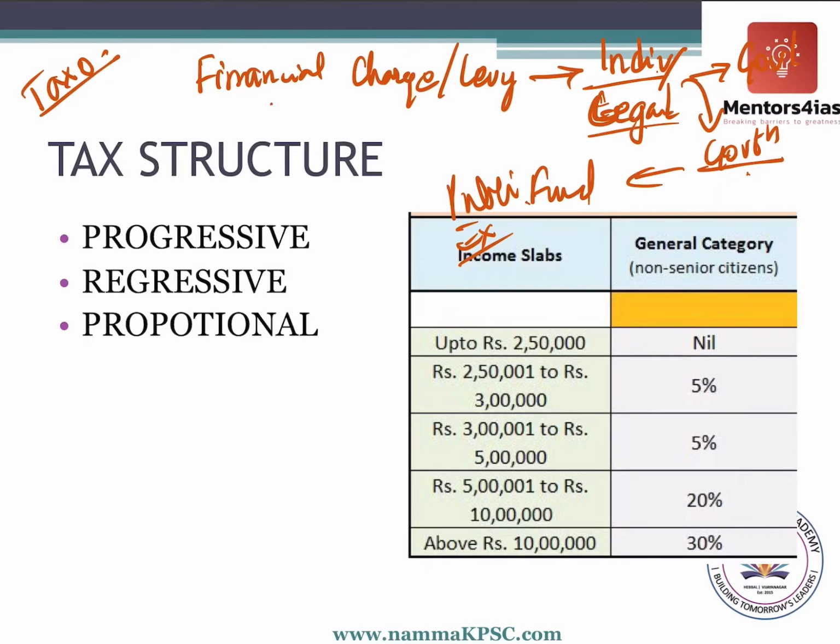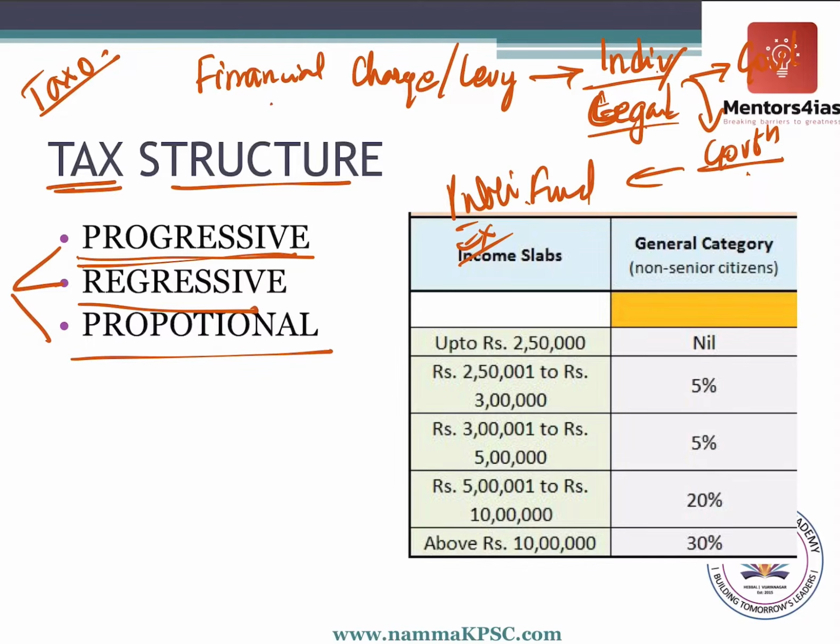So having understood what is tax, tax structure can be classified into 3 types: progressive taxes, regressive taxes, and proportional taxes. Now let's try to understand what these are. Progressive tax is when the tax rate increases as the value or volume increases. If the tax rate increases when the value or volume increases, it is known as progressive tax.